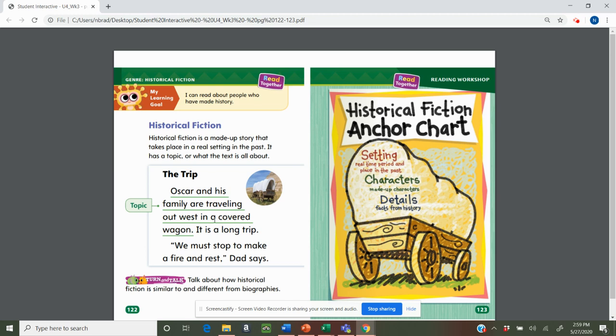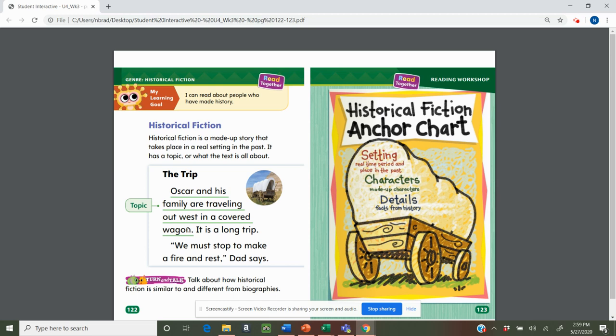So when did this story, The Trip, happen? We know it happened a long time ago because Oscar and his father are traveling in a covered wagon, and we know that's something that was used a long time ago. It's not something used today.